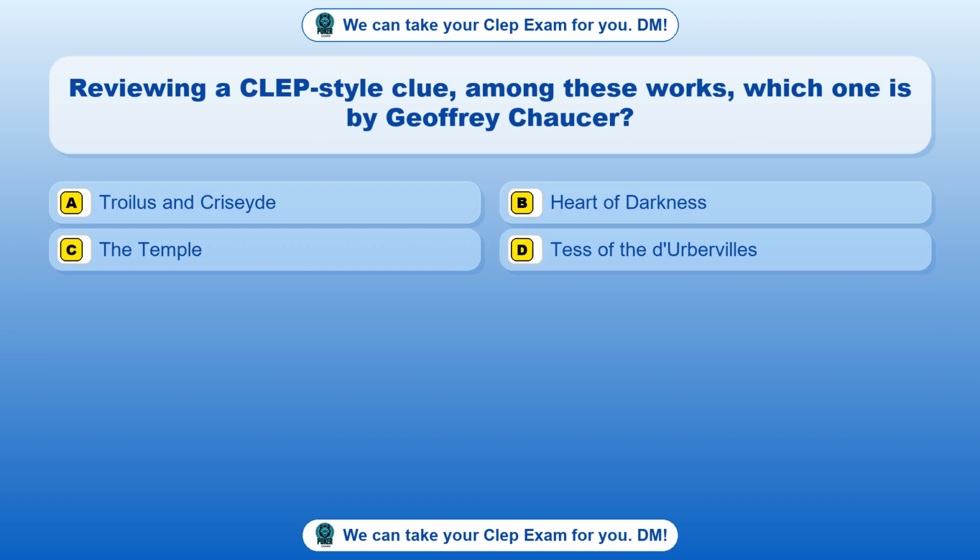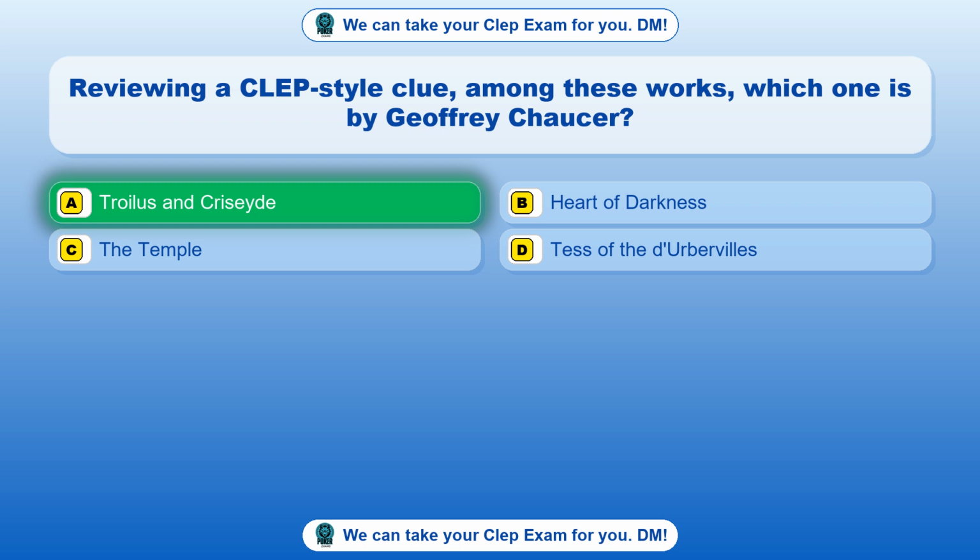Question 22. Reviewing a CLEP-style clue among these works, which one is by Geoffrey Chaucer? Option A. Troilus and Criseyde. Option B. Heart of Darkness. Option C. The Temple. Option D. Tess of the D'Urbervilles. The correct answer is option A.